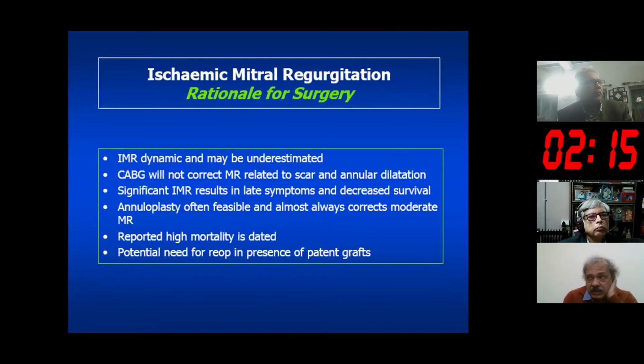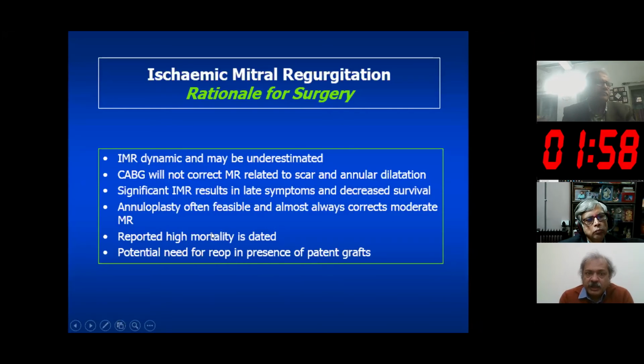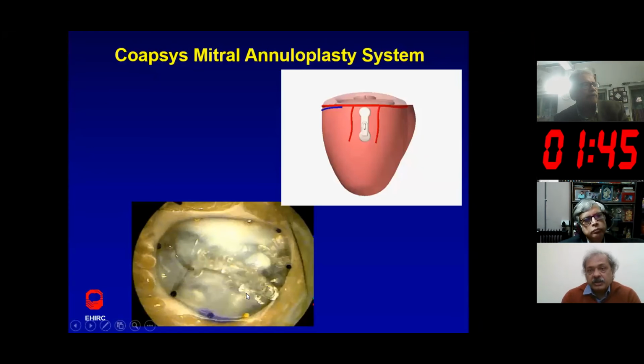Rationale for surgery: as against this, there is an aggressive school of thought too, that IMR, or ischemic mitral regurgitation, is dynamic and may be underestimated. Bypass will not correct it. It is related to scar and annular dilatation, and significant ischemic MR results in late symptoms and decreased survival. Annuloplasty is often feasible and almost always corrects moderate MR. Reportedly, there is high mortality, recurrence without leaving it, the potential need for reoperation, and the presence of patent grafts for surgical correction.